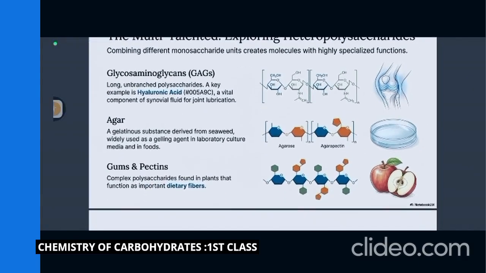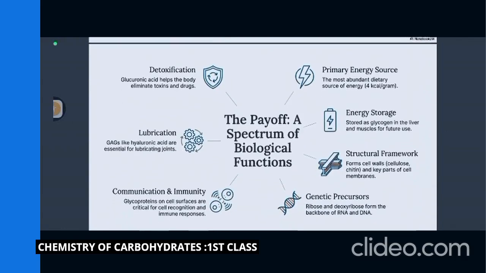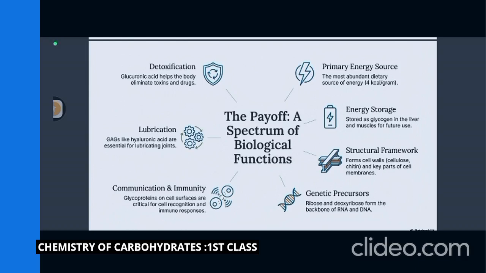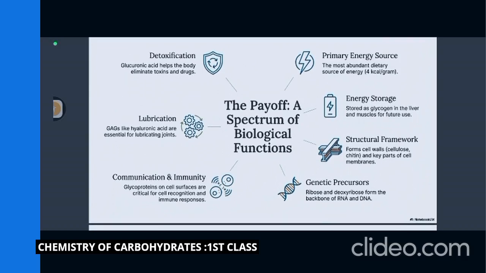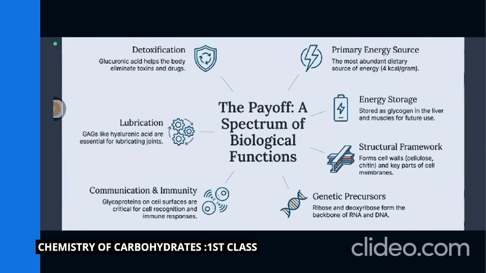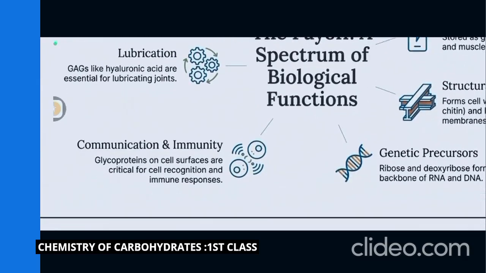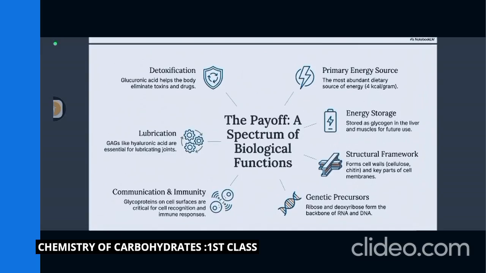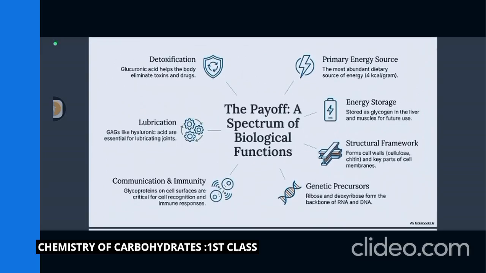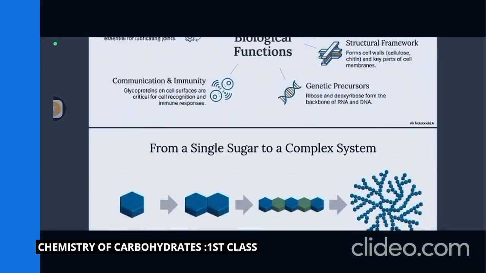Okay, so the clinical relevance is very important and is a much revised area for the first year MBBS exam, the university exam of WBHS. Glucuronic acid helps the body eliminate toxins and drugs. Lubrication: GAGs and hyaluronic acid lubricate joints. Communication and immunity: glycoproteins on the cell surface aid cell recognition and immune response. This is the easiest slide I have made for you. Primary energy source and structural framework form the cell wall and a key part of the cell membrane. Genetic precursor: the 5-member rings are ribose. If oxygen is removed, it is called deoxyribose, forming the backbone of RNA and DNA.